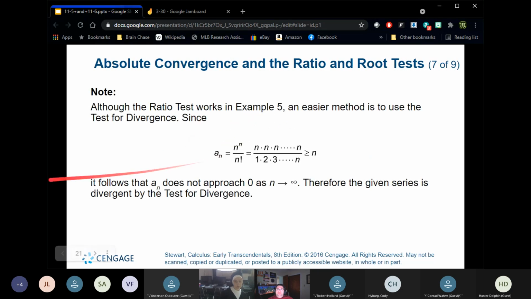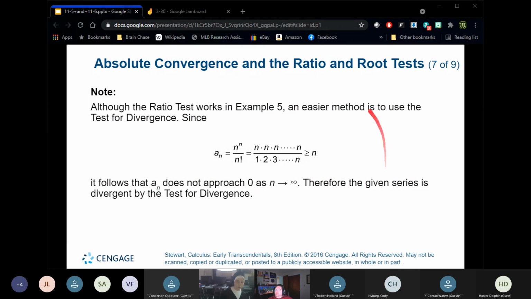On this one, this is one of those examples that you could use multiple ways to do it. They say you could do the test for divergence, because n to the nth power over n factorial, the top is always going to be bigger than the bottom. So the limit of this is going to go to infinity anyway. And since it doesn't approach 0, it is divergent because of the test for divergence.